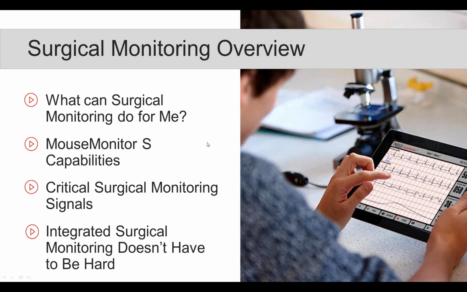I was going to start out by doing a quick overview of all the capabilities of the product and set ourselves up to move on to Dr. Reynolds. So first I want to start out with what surgical monitoring can do for you in your lab, a couple of the capabilities of the Mouse Monitor S, and then talk about some critical surgical monitoring signals that are really informative during surgery to help you make in-the-moment decisions about whether or not to proceed. And then touch briefly on whether or not surgical monitoring is difficult, or does it have to be difficult.